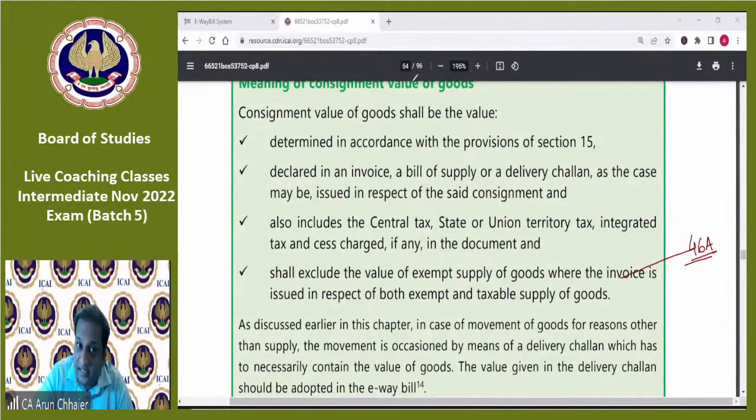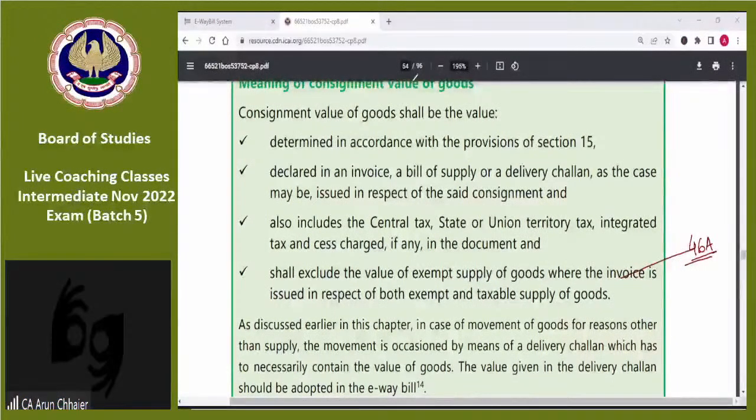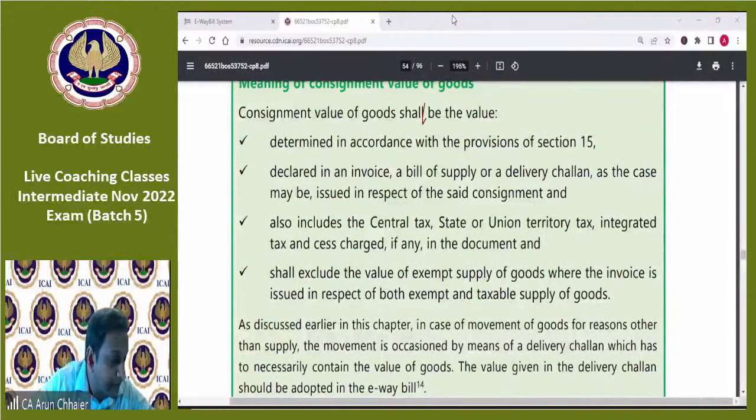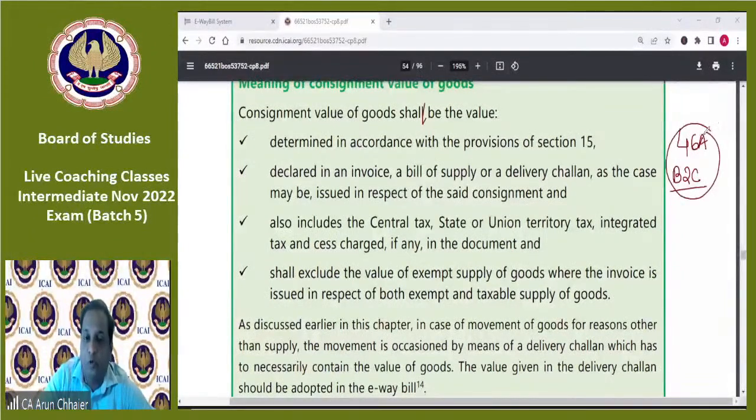Kindly give the answer. In the last tax invoice class, we discussed this provision. I need your answer: when can we generate a single document which is called an invoice cum bill of supply? If the transaction is B2C, registered to unregistered party, in that case, Rule 46A allows us to make the document which is called invoice cum bill of supply.